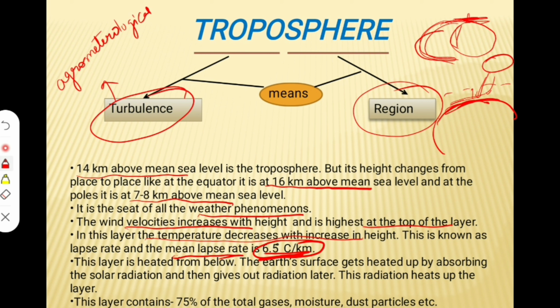Okay, this layer contains 75% of the total gases, moisture and dust particles, 75% of everything. Okay, the gases, moisture, dust particles, everything is present in this layer.